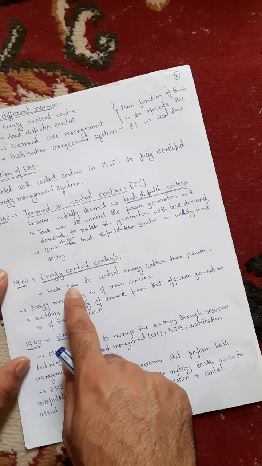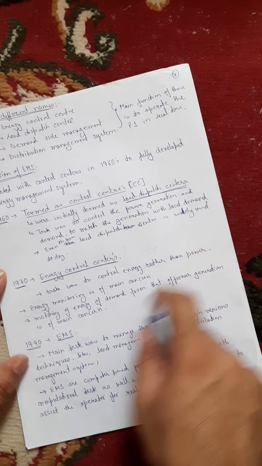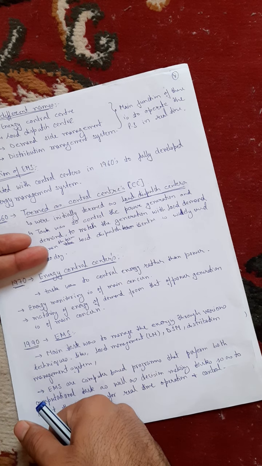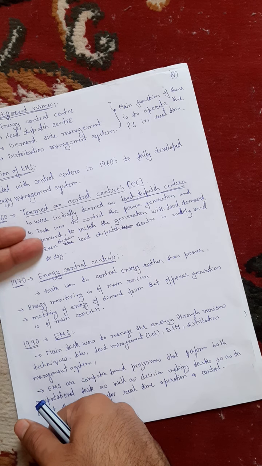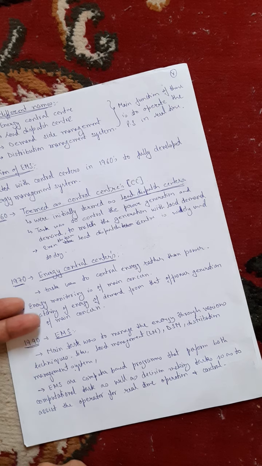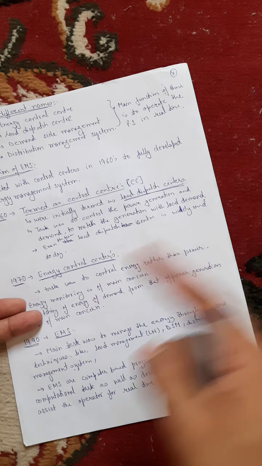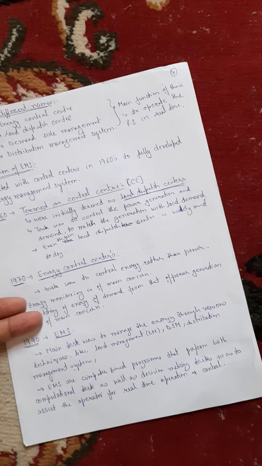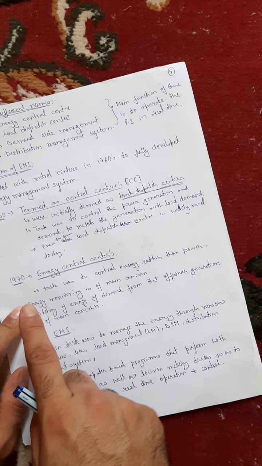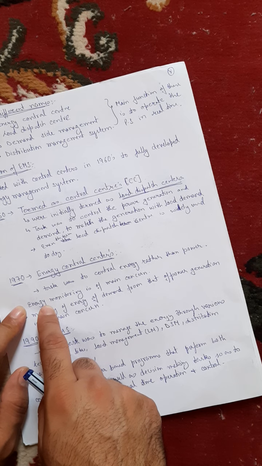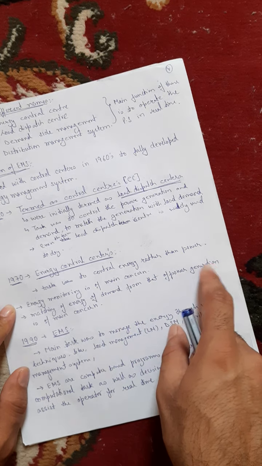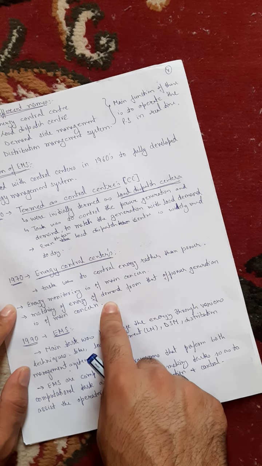Here the task was to control the energy rather than power. In the control centers we were maintaining a balance between the power generated and the power demand. But in energy control centers we were maintaining a balance between the energy generated and the energy demand. So there, power monitoring was the main concern, and here, energy monitoring was the main concern. Matching the energy demand with the power generation was the main concern in the energy control system.